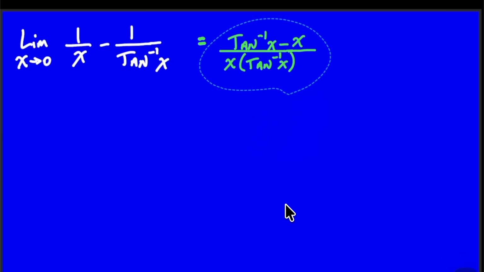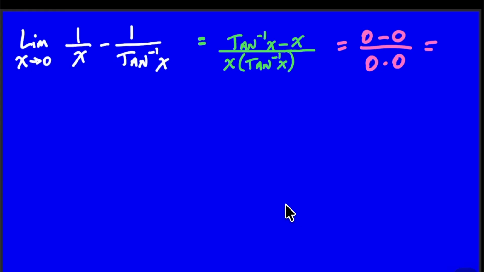Now, folks, if we plug in 0 for x, on the top we're going to get 0 minus 0, and on the bottom we're going to get 0 times 0. In summary, we're going to get 0 over 0, and this is L'Hopital friendly. So we're going to take the derivative of the top and the bottom. We're not going to use the quotient rule.